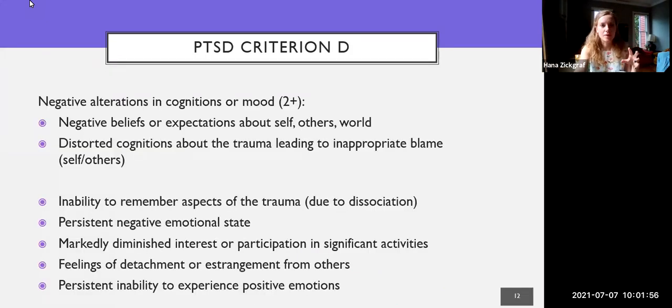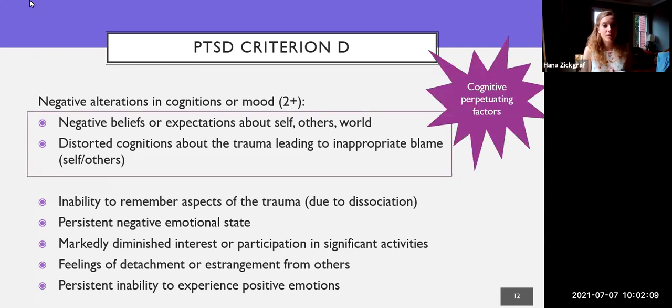And here's again another place where diagnostic criteria don't really map onto etiology. Because in PTSD, people also have to experience so-called negative alterations in cognition or mood. These two, having negative beliefs or expectations about yourself, other people, and the world, or having distorted cognitions about the trauma, leading to inappropriate blame. These are cognitive perpetuating factors. These are another mechanism through which PTSD develops and persists over time.